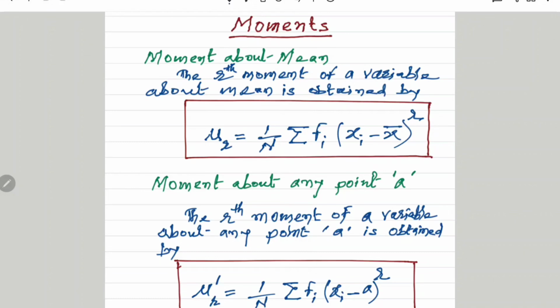Second, moment about any point A. The rth moment of a variable about any point A is denoted by mu r dash is equal to 1 by n summation of fi multiplied by (xi minus a) raised to r, where a is any point. That is the only difference. If we find moment about a point, we write xi minus a, and when we require to find moment about mean, we replace a by mean. We get xi minus x bar.